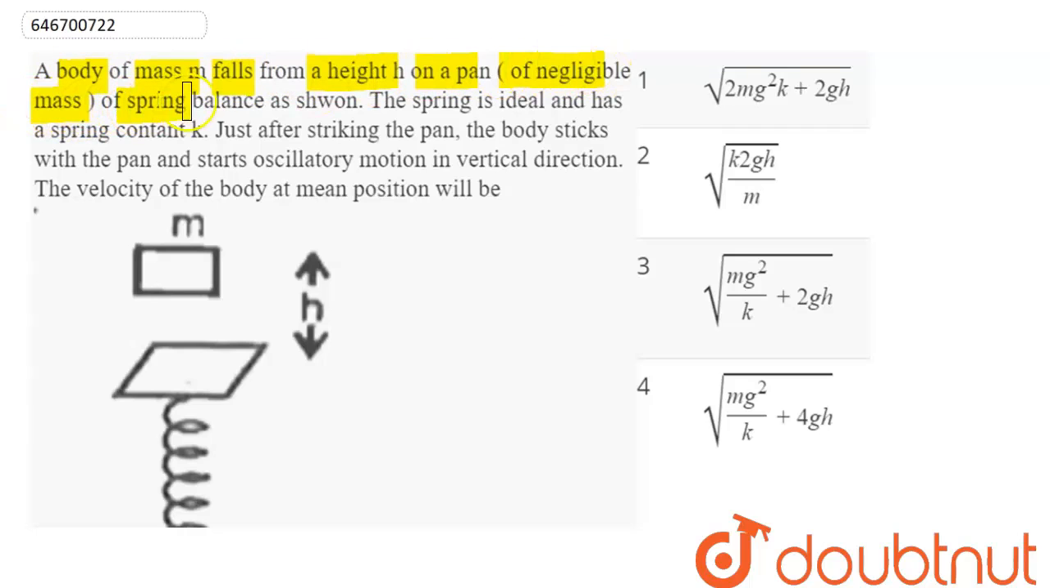Question is, a body of mass m falls from a height h on a pan of negligible mass of spring balance as shown. The spring is ideal and has a spring constant k. Just after striking the pan, the body sticks with the pan and starts oscillatory motion in vertical direction. The velocity of the body at mean position will be.